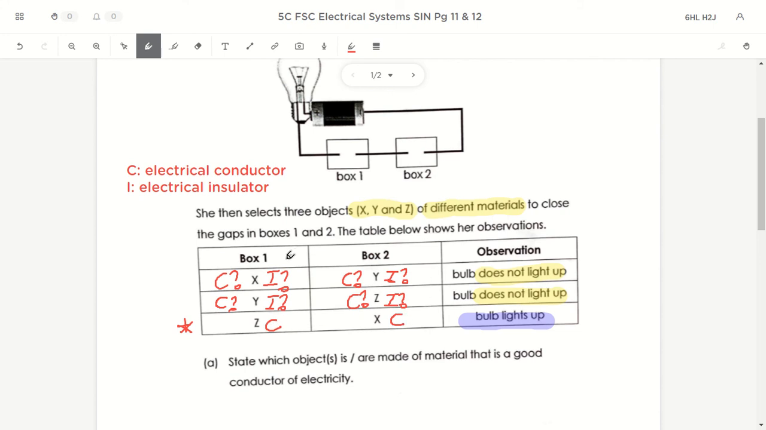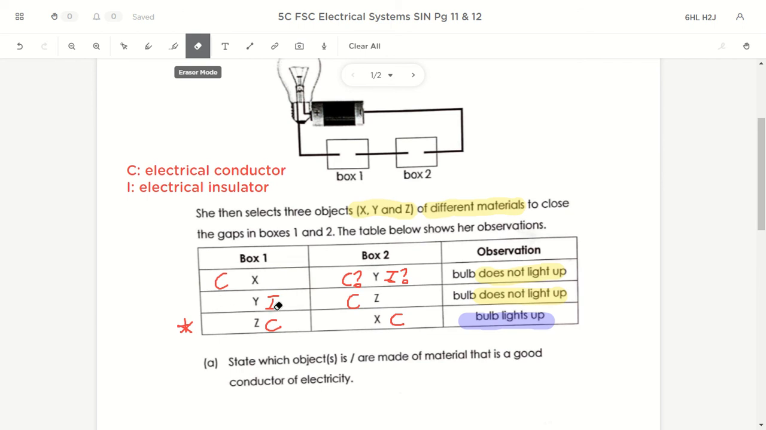Now we go back to the original results. Now we know that X must be a conductor, so I'll remove this away. I know X is a conductor. I know Z must also be a conductor. So if I put Z in box 2 and it's a conductor, it can allow electric current to pass through. If I put Y, which I don't know whether it's a conductor or insulator, but I know the bulb doesn't light up, Y must be an electrical insulator.